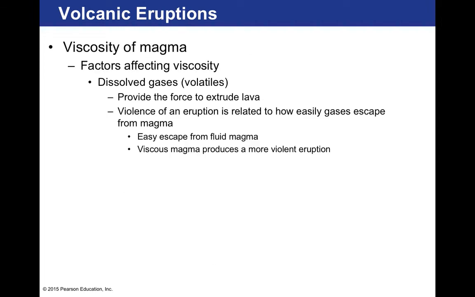Just a little bit more about dissolved gases, and this actually provides the force to move the lava. It's the expansion of these dissolved gases once the magma reaches the surface of the Earth. So viscous magma produces more of a violent eruption. The thicker the magma, the more violent the eruption is once it reaches the surface.